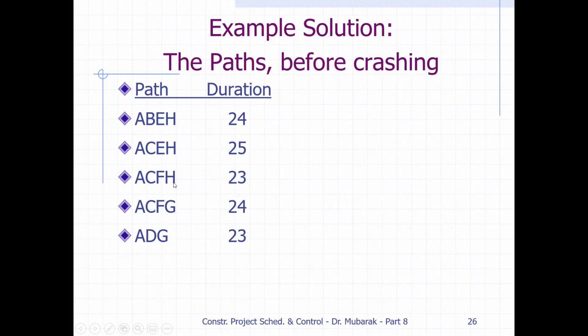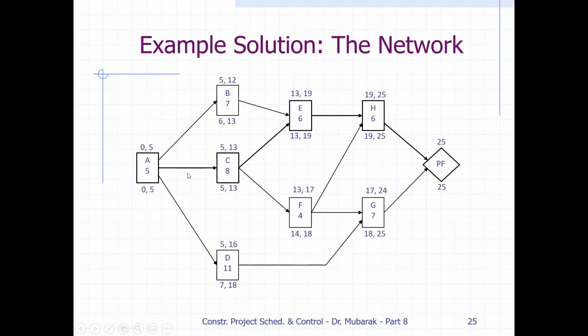And similarly, path A, C, F, H, and then project finish. 5 plus C is 8, F is 4, H is 6. When we add this up, we get 23. 5 plus 8 plus 4 plus 6 is 23. And then A, C, F, G: A is 5, C is 8, F is 4, G is 7, and this way we got 24 here.